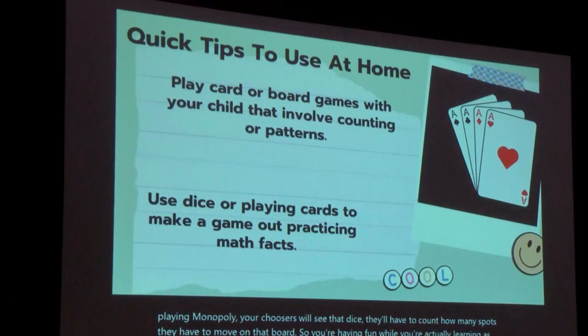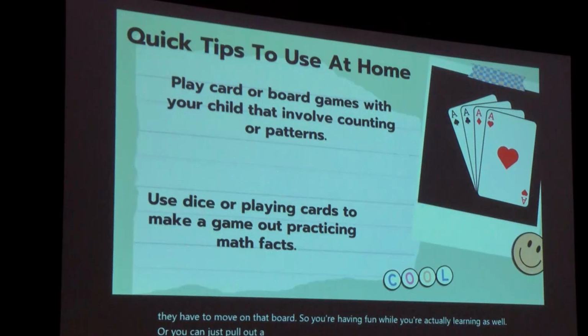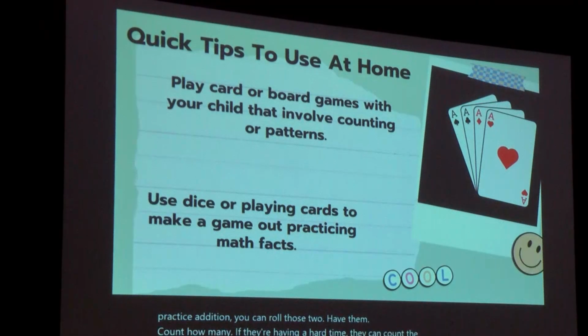Or you can just pull out a dice or a playing card and practice math facts. Our students need to practice addition. You can roll those two, have them count how many. If they're having a hard time, they can count the actual dots to get that fluency answer.